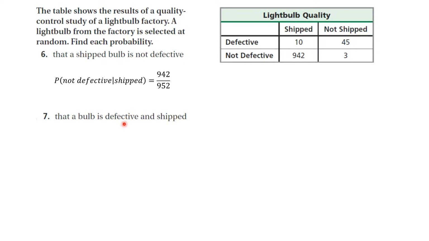How many bulbs are both defective and shipped? Looking at the table, defective, shipped, we have 10 bulbs that are both defective and shipped. Divided by how many total bulbs did we have? If you add these guys up, you get 1,000. So we have 10 over 1,000, which is 1 over 100, which is 0.01 if you are into the whole decimal thing.